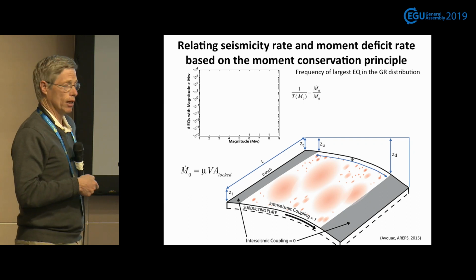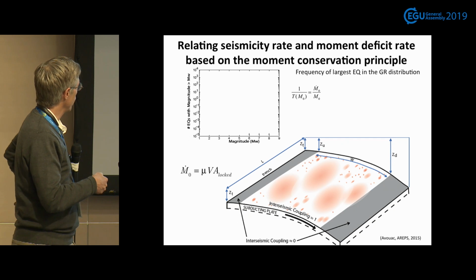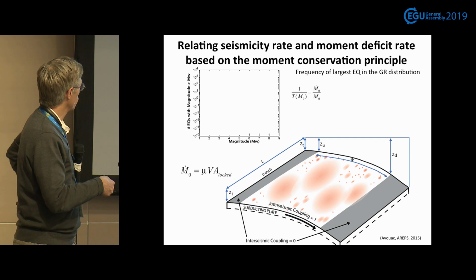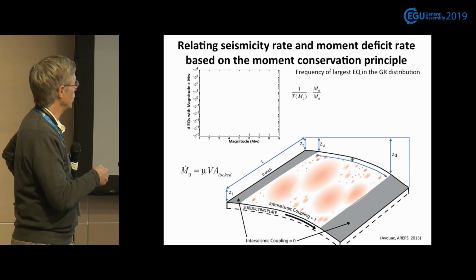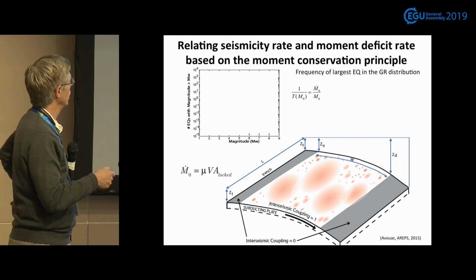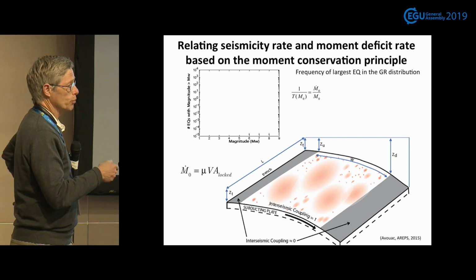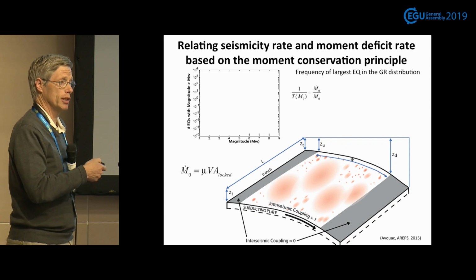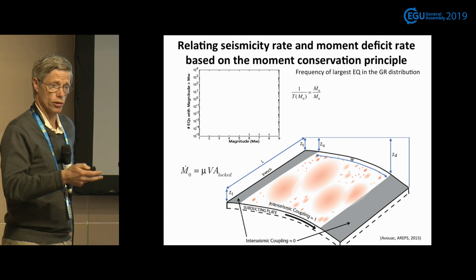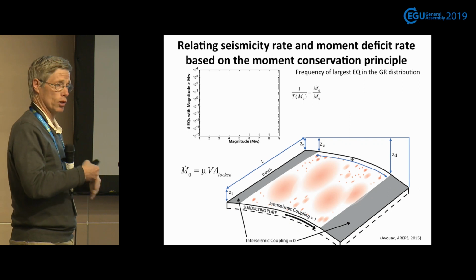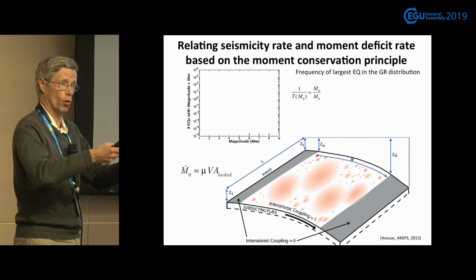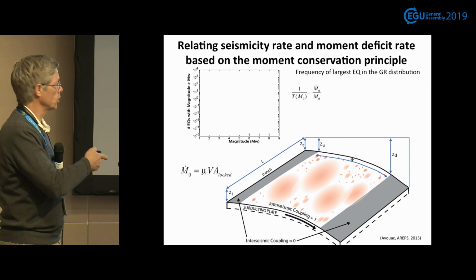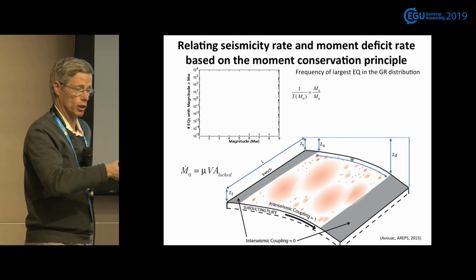So the frequency, and let's assume that you know the slip rate, V, and that you know the area that is seismogenic, A, then you can calculate this quantity M dot. And if you divide M dot by the moment released by each earthquake, what you get is the frequency, so the number of earthquakes per year that you need so that that white area is slipping at the long-term geological rate. So you can plot this information on the kind of Gutenberg-Richter plot that we've seen earlier.